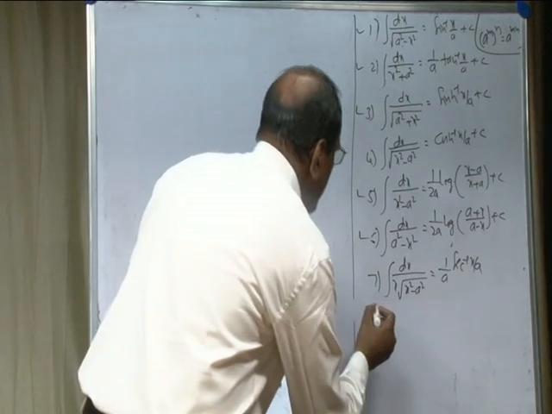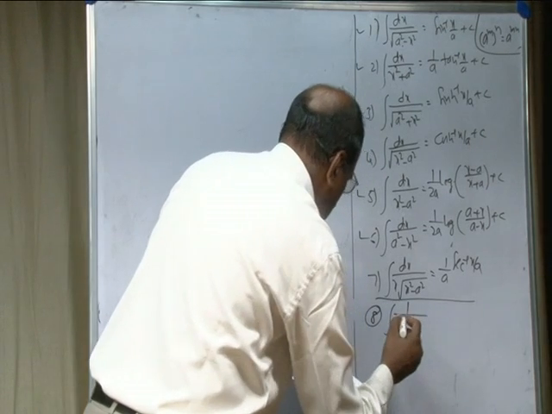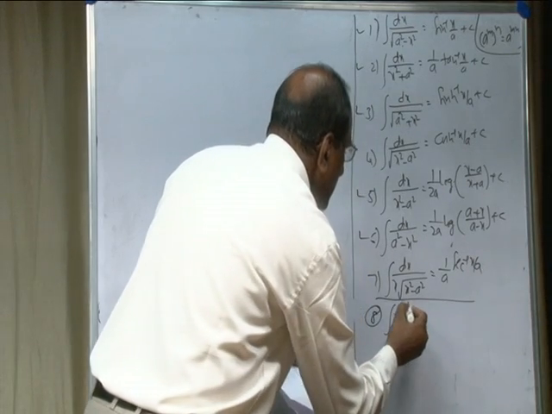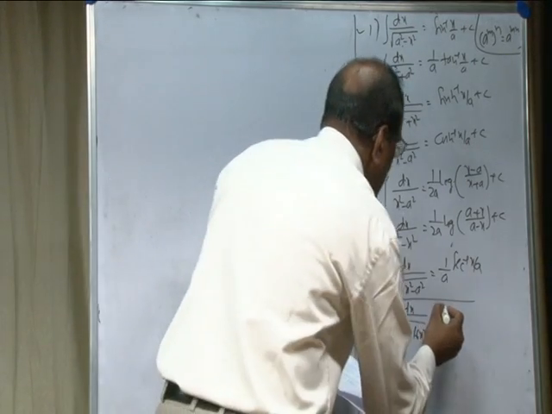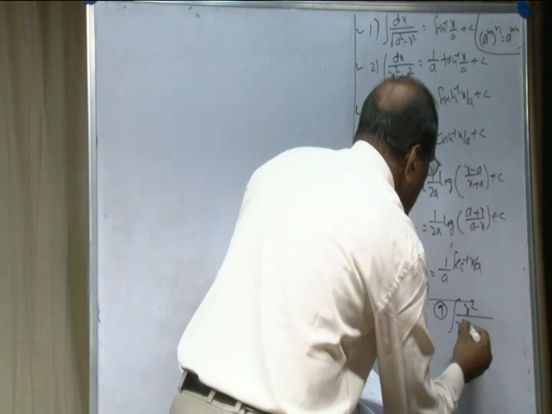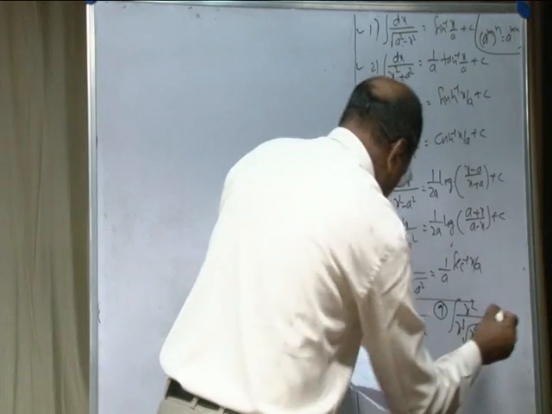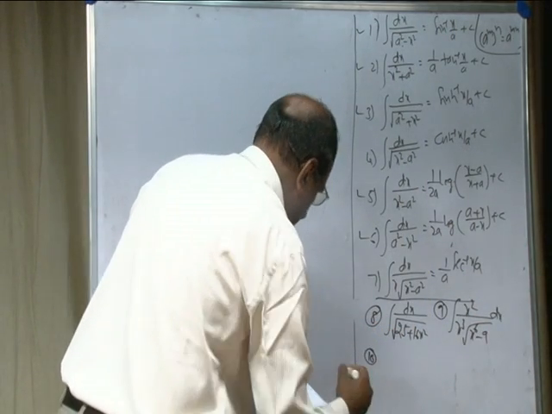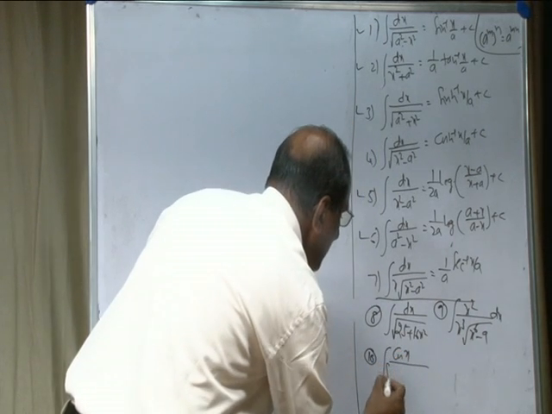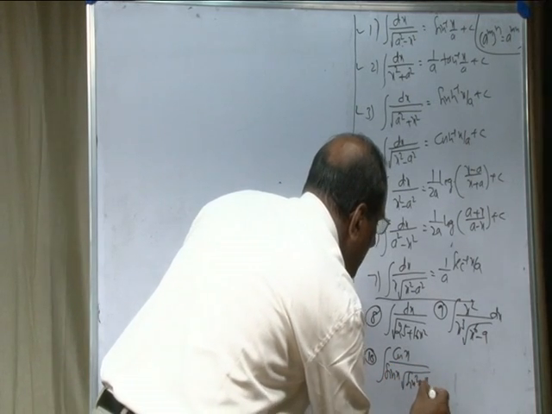So, 8th problem: 1 divided by root of 25 plus 16x squared dx. 9th problem: integration of x squared by x cubed root of x power 6 minus 9, dx. 10th problem: cos x divided by sin x root of sin squared x minus 9.